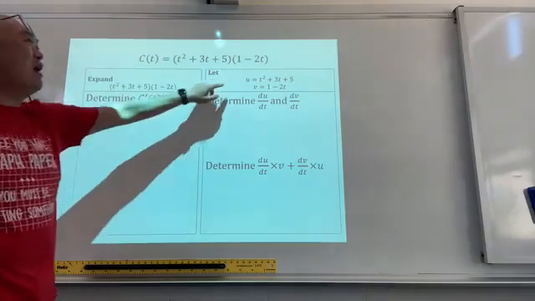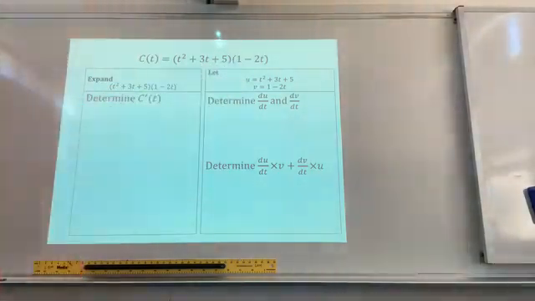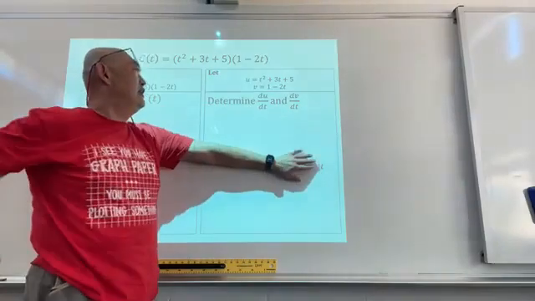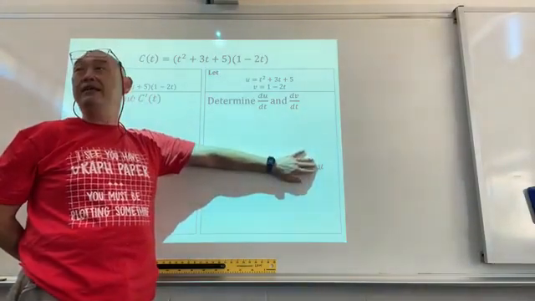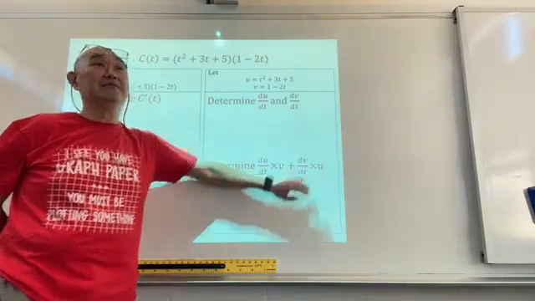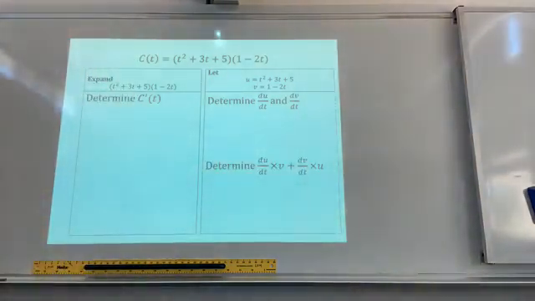Stop. Now let's define this as two different functions. I'm going to let u equal t squared plus 3t plus 5 and v equal 1 minus 2t. Can you then differentiate du/dt and dv/dt, please? All right? Do that. Once you have done that, can you please determine du/dt times v plus dv/dt times u?